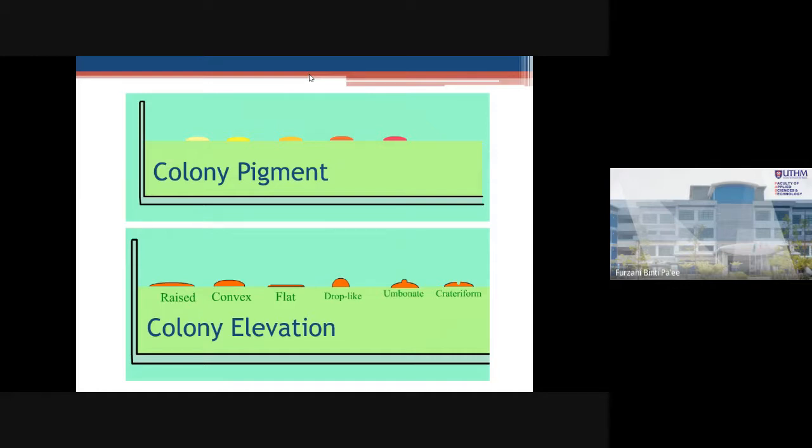Next one is the colony elevation. To identify the bacteria based on the colony elevation, we have to look at the agar plate from the side view. Then we can see whether the colony elevation is raised or flat or drop-like and so forth.